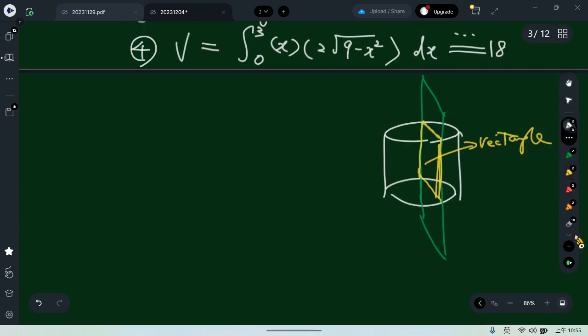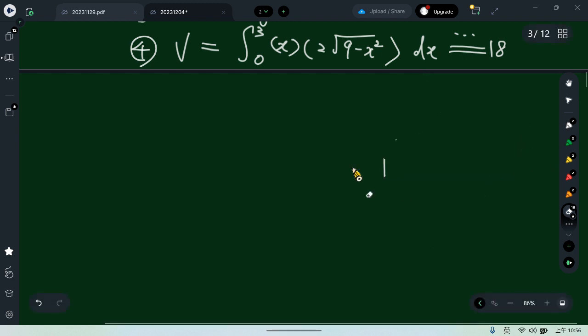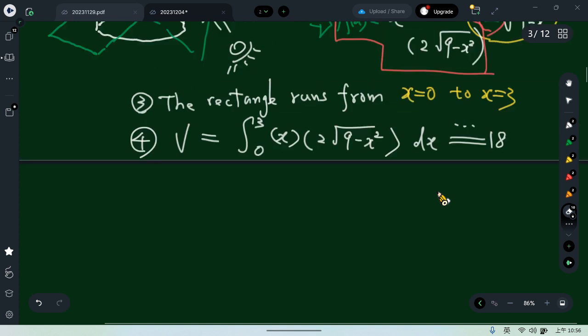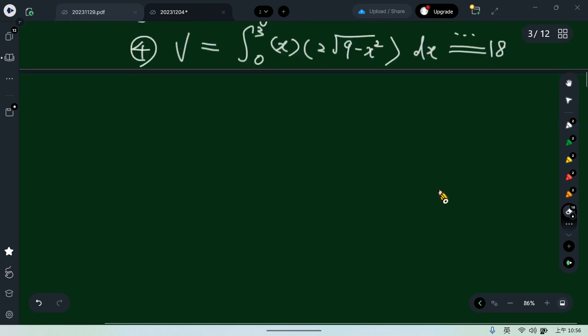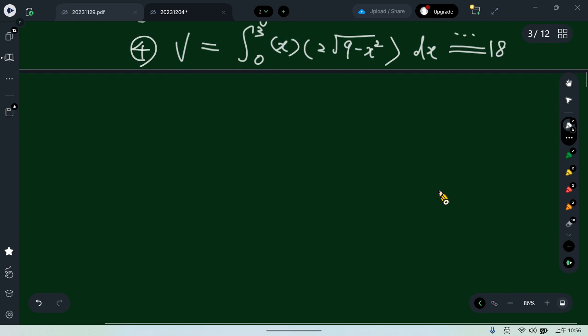So maybe I need to erase this part, because this part was just to impress the idea of the cut. The cut cross-section is a rectangle. Then I will teach you the first technique we learn, solids of revolution.